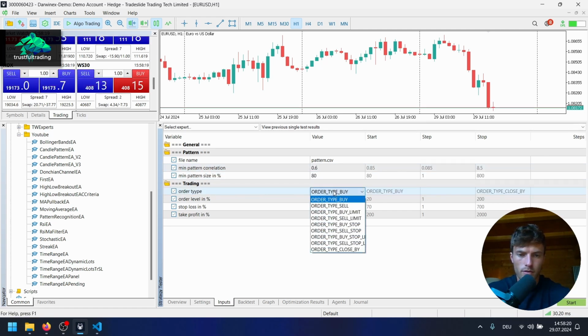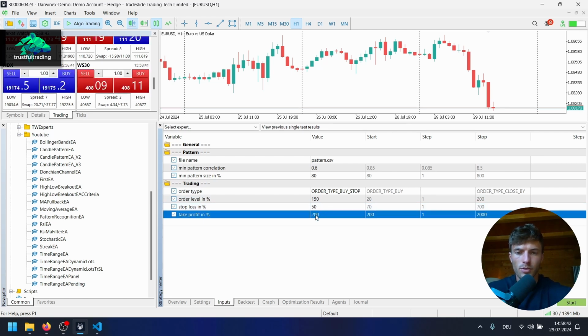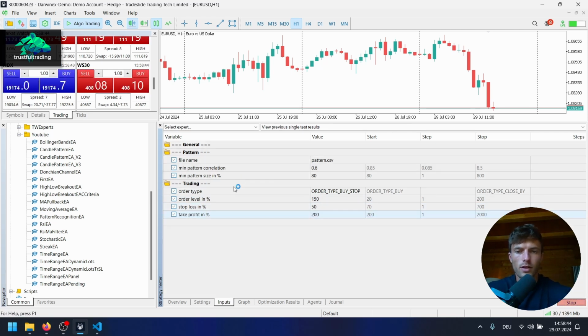Order type is now, let's say we want to create a buy stop. And the order level, we want to create a buy stop at 150%. So this will be way above the pattern with a stop loss, let's say, of 50% of the pattern size and 200% take profit. So let's start this test.